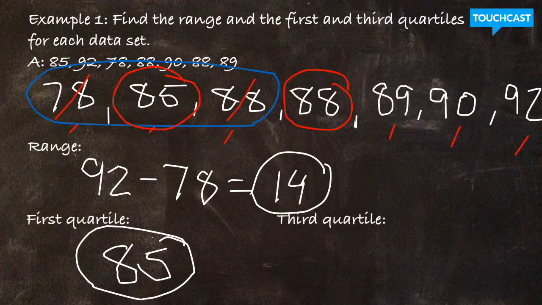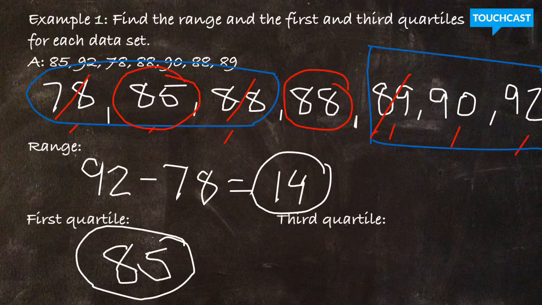Now to find our 3rd quartile, we're going to look at all the numbers that are bigger than our median, 89, 90, and 92. We're going to find the median of those 3 numbers. So we can cross off the 89 and the 92, and we get 90, which means our 3rd quartile is 90.